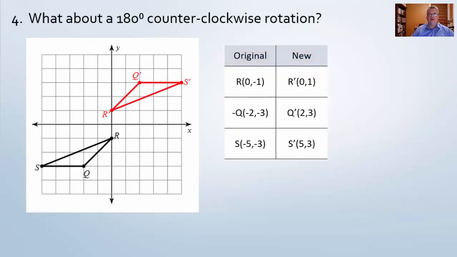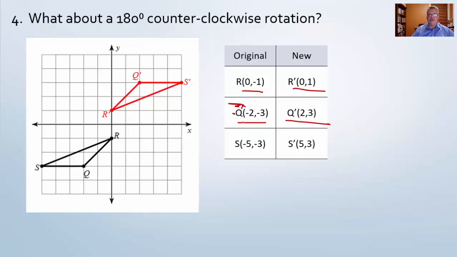All right, let's take a look at a 180-degree rotation about the origin. Now, this pattern is a little simpler to see, but I want to see where this rule comes from. Okay, so again, the original image was the black one. We have triangle RQS. And the new one is R prime, Q prime, S prime. And these are the original and the new coordinates. That shouldn't say -q right there. Sorry, it should just say Q.